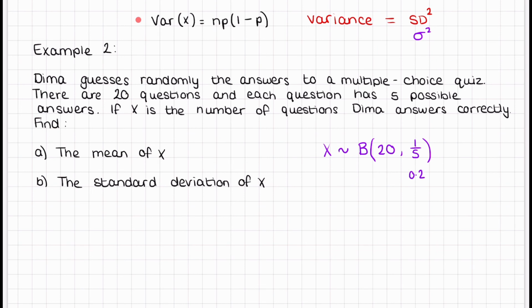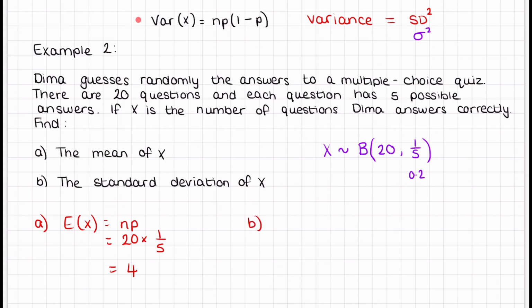So when we're working out the mean, which is our expected value of X, we just use the formula we looked at before, which is n times p. So in this case, number of trials, which is 20, times by the probability of success, which is 1 over 5, which will give us an answer of 4. So she would be expecting to get 4 questions correct if she was to randomly guess on the multiple choice quiz.